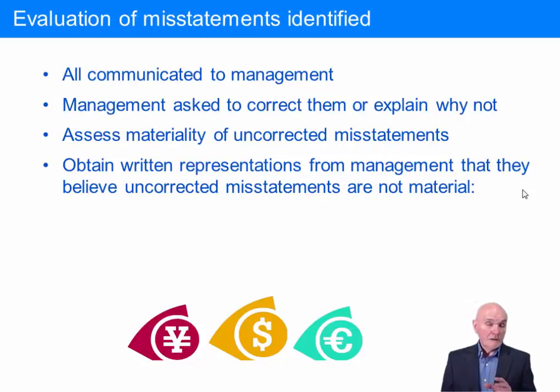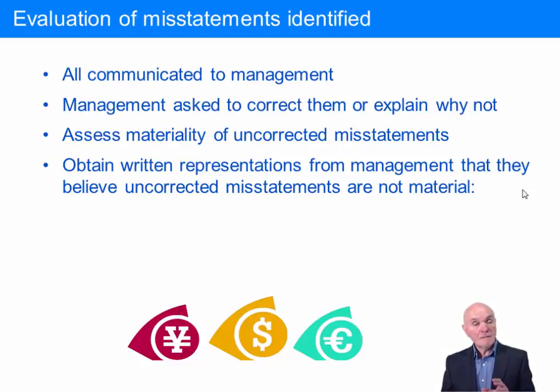We don't really care, auditors don't really care about immaterial errors. It's not their purpose to certify 100% accuracy. We're looking for material misstatements. You should be asking management to correct them all. I mean, that's really the proper thing to do. But if management doesn't correct them, then you have to think, well, how material is that error? And make your own mind up, but also get written representations from management that they themselves think that the uncorrected errors are not material, and that presumably you would agree with those.